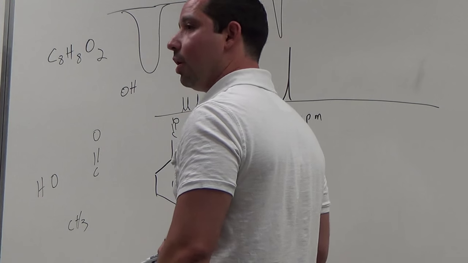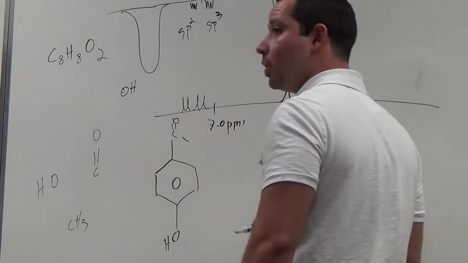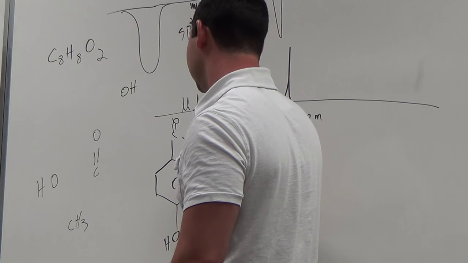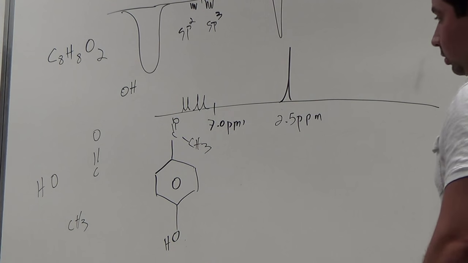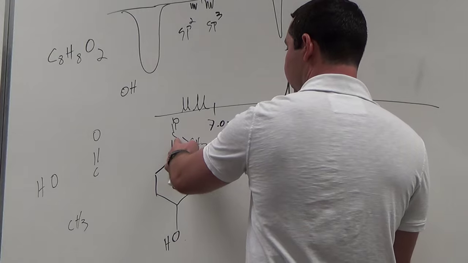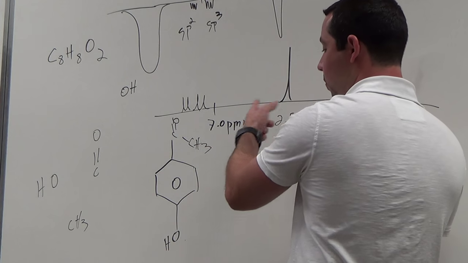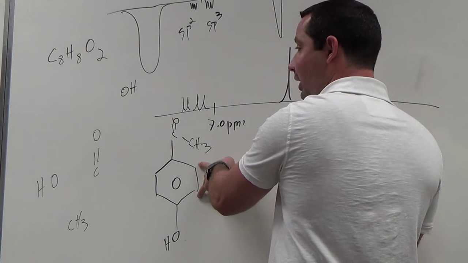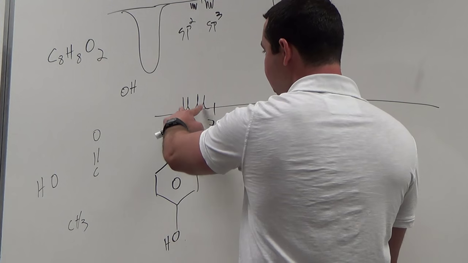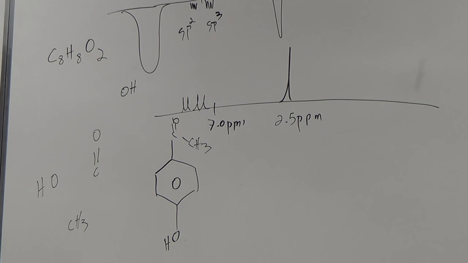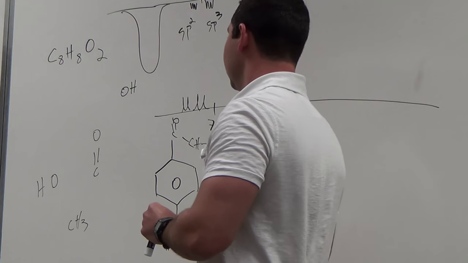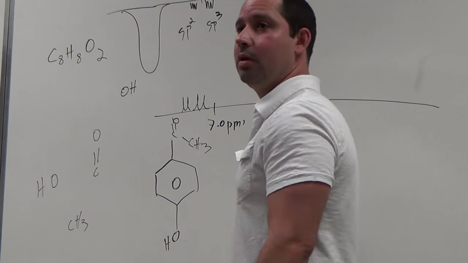I've got to put the OH here, and I've got to put the methyl group next to the carbonyl, and here's the carbonyl. Does that fit? Yeah, that fits. Here's the carbonyl, here's that signal at 2.5. And here's the OH. At seven, this is a disubstituted benzene ring with a doublet of doublets. Yeah, that fits.